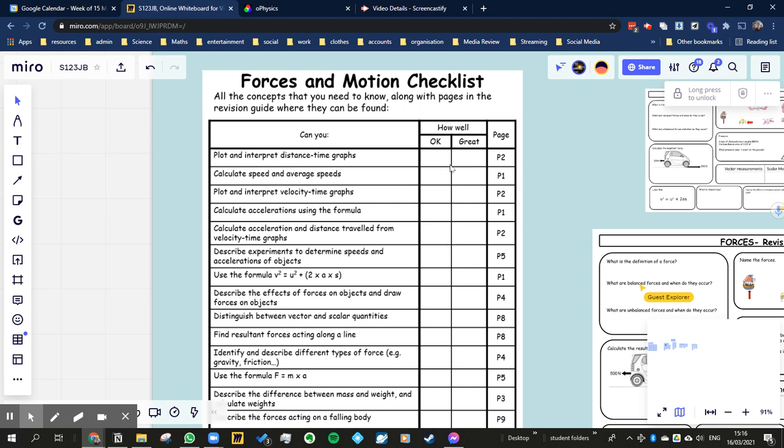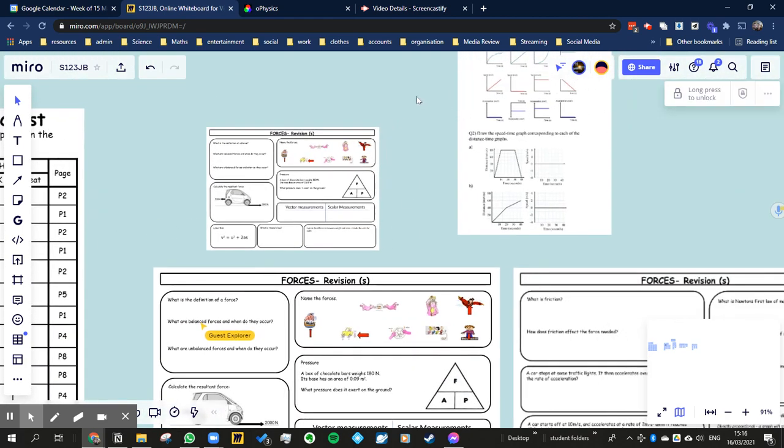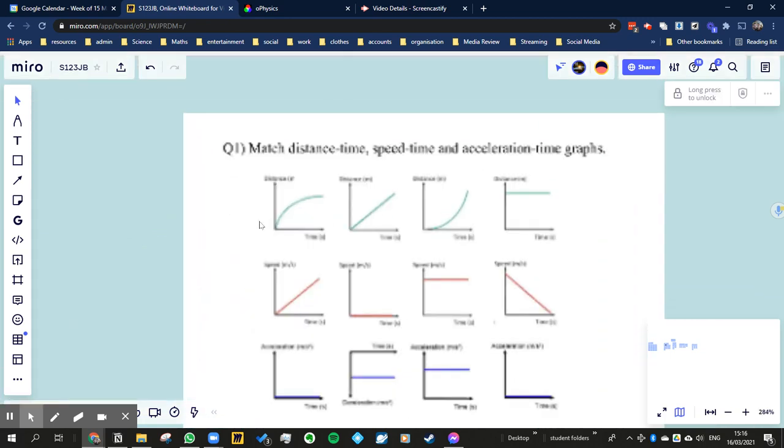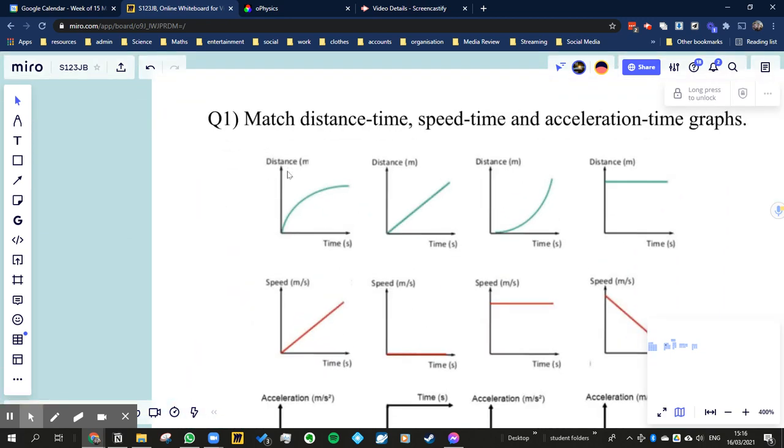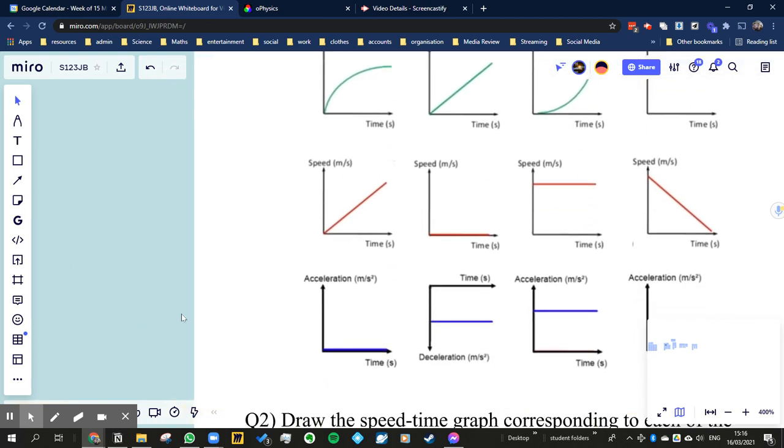But basically, a distance time graph is time along the bottom, distance along the side, and knowing how to plot them, and also knowing how to understand the shapes of them. We've got some questions about that over here by the looks of it. Like, there we go. So distance along the side, time along the bottom. And then we've got a speed time graph, and then underneath we've got an acceleration time graph.